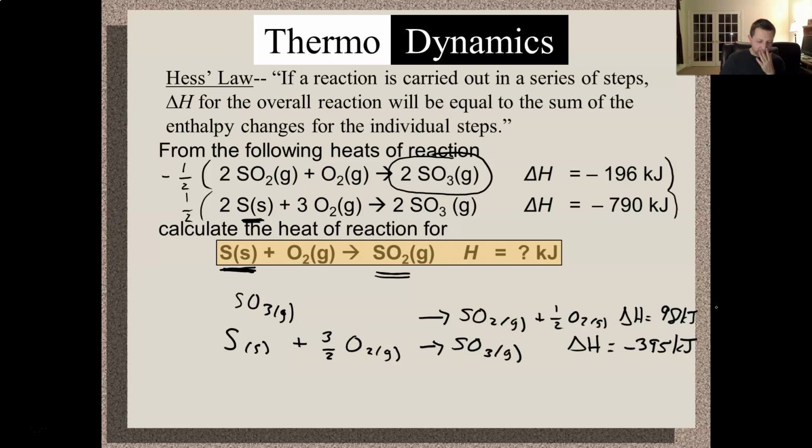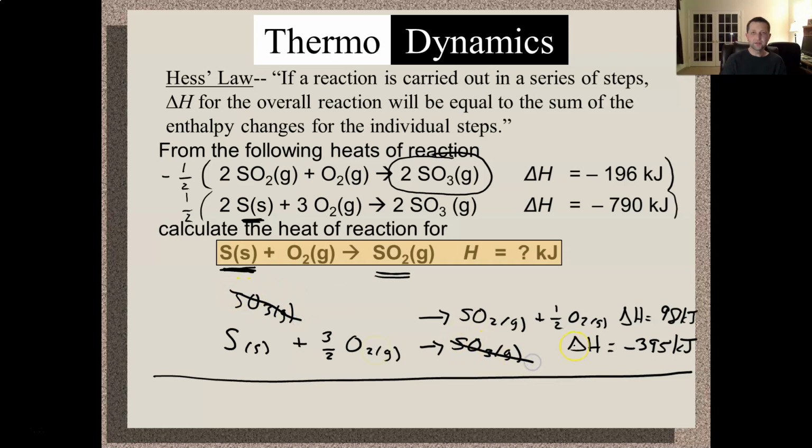Let's make sure everything works out here. Okay, so my SO3 is here and here, so that cancels. And my oxygen, I need to do something with that. I only want 1 mole of oxygen for my overall highlighted reaction here. So I have 1.5 oxygens here and 1/2 here. So that'll cancel. And that 1.5 just becomes 1.